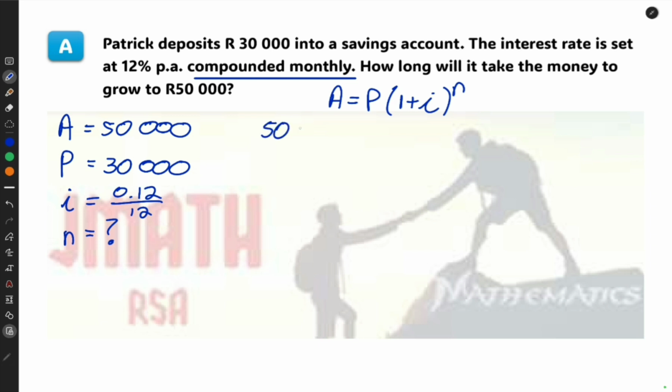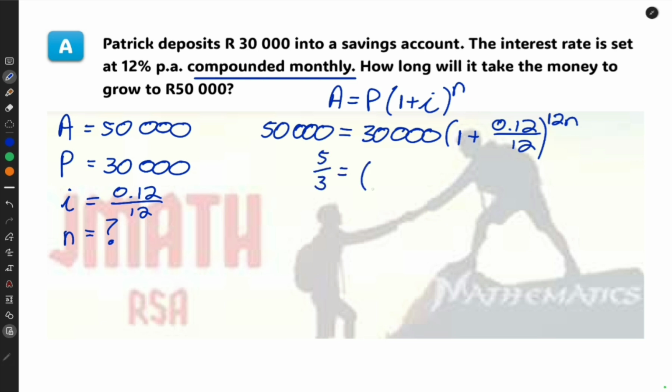So I know the 50,000 goes into A, the 30,000 goes into the place of P, (1 + 0.12/12)^(12n). So remember, when it's compounded monthly, I need to divide i by 12, and I need to multiply n by 12. That's what you learned in grade 11. Step 1, I am going to divide by 30,000 on both sides. That gives me 5 over 3. Okay, I'm going to simplify this bracket, so just type in the bracket in your calculator, and you will see it's 1,01, and then to the power 12n.